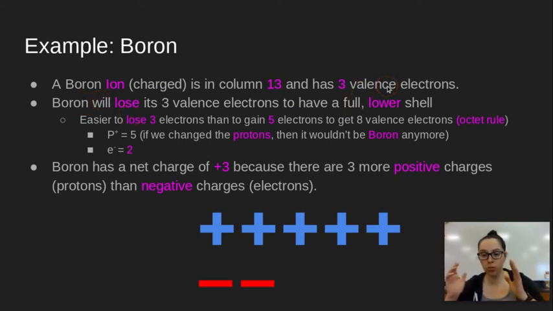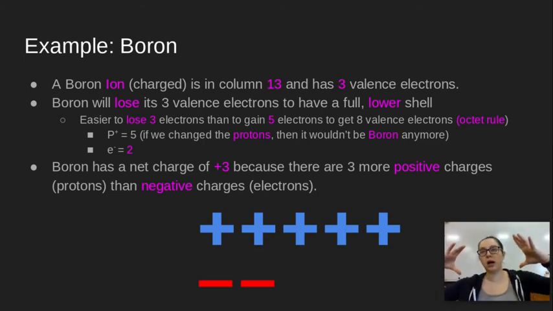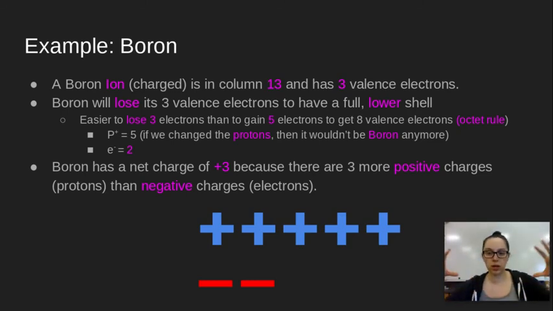So remember in your Bohr model, you had multiple layers of electron shells. Same thing in our actual atom. We have multiple kind of energy levels of clouds. So if I got rid of all of my valence electrons on the outside, that means that the layer right below that would be full, right? So it's okay to lose electrons. In boron's case, it'll lose all 3 of its valence electrons to have a full lower shell. Why would they lose 3? Well, it's easier to lose 3 electrons than to gain 5 electrons to get 8. So we just think about exchanging things.